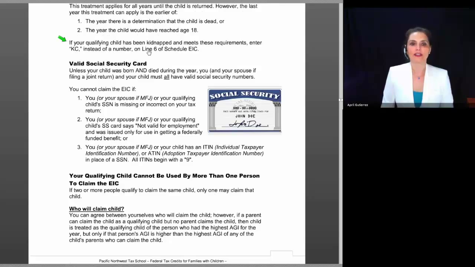If your qualifying child has been kidnapped and meets these requirements, enter KC instead of a number on line 6 of Schedule EIC. Well, line 6 of Schedule EIC is where you write down the number of months that the child lived with you.